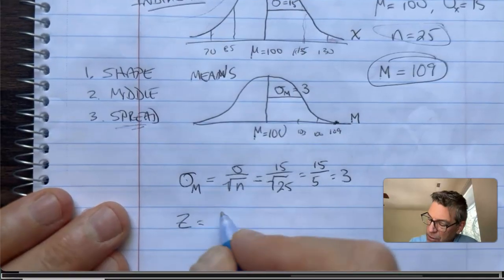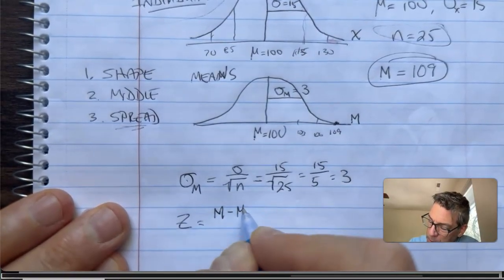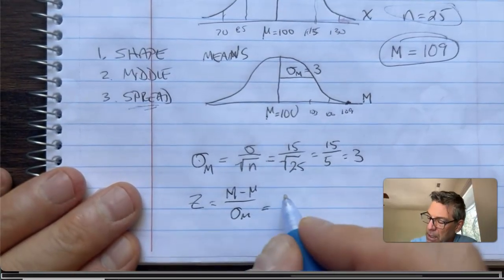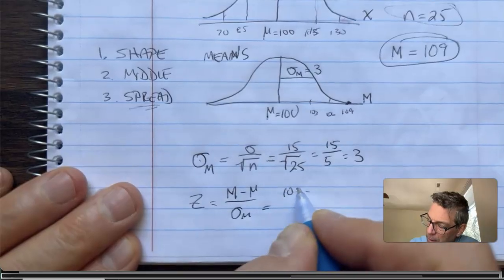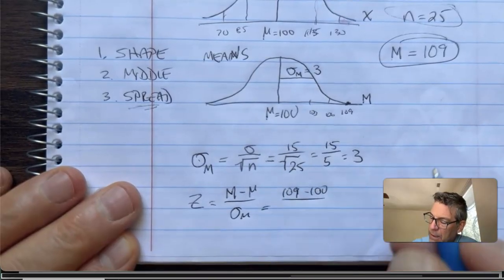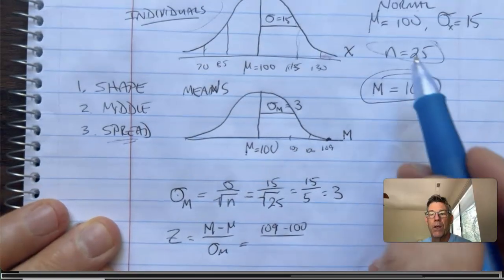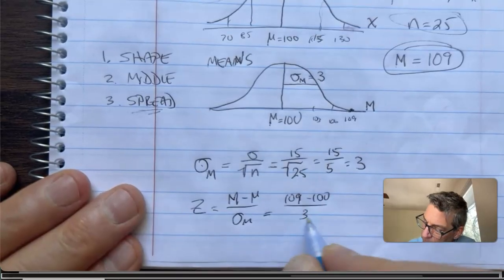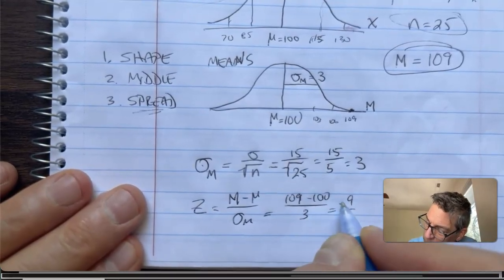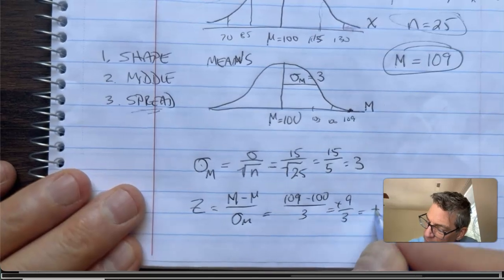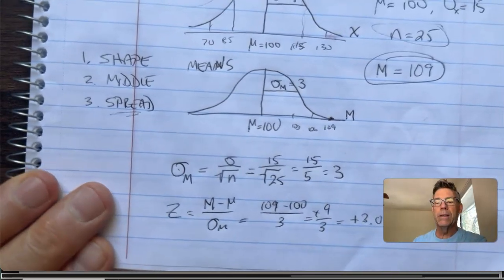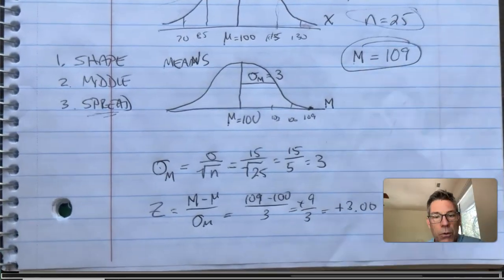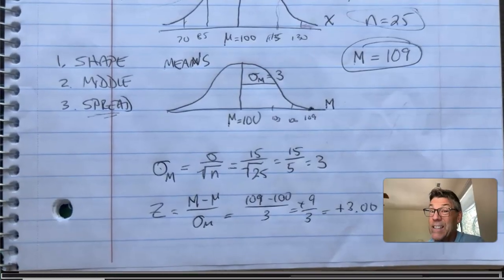So our z-score for sample means is M minus mu over standard error, or sigma sub M, standard deviation of sample means. So we have 109 minus 100. Again, the 100 is also given to me in the question. And then the standard error is what I just calculated at 3. So you see it's 9 over 3, which is a positive 3.0. It is ultimately 3 standard deviations above the mean. That is a very unusually high sample mean.